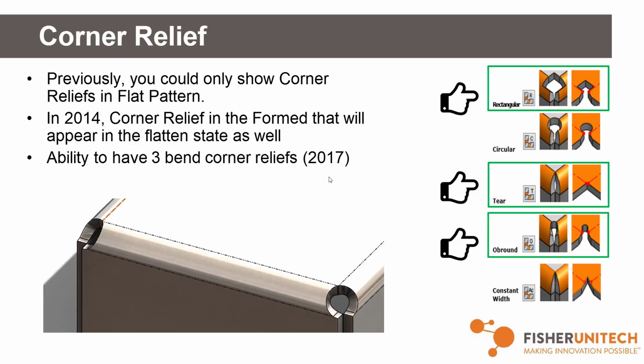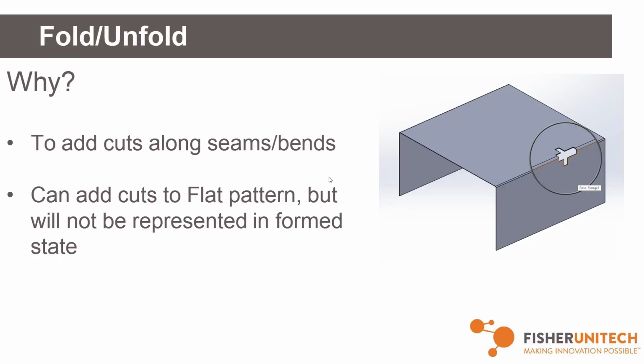So instead of kind of having, I think I've got a part on here too to show what that actually looks like, but it used to just be kind of that 2 intersection. Now it allows for more of a 3-point. And then in 2014, so is anybody still using 2013? Hopefully not. Good. 2014 corner reliefs allowed for in the form that would appear in the flattened state as well. So there used to be where you could kind of only have them at one, and then you'd have to add them together.